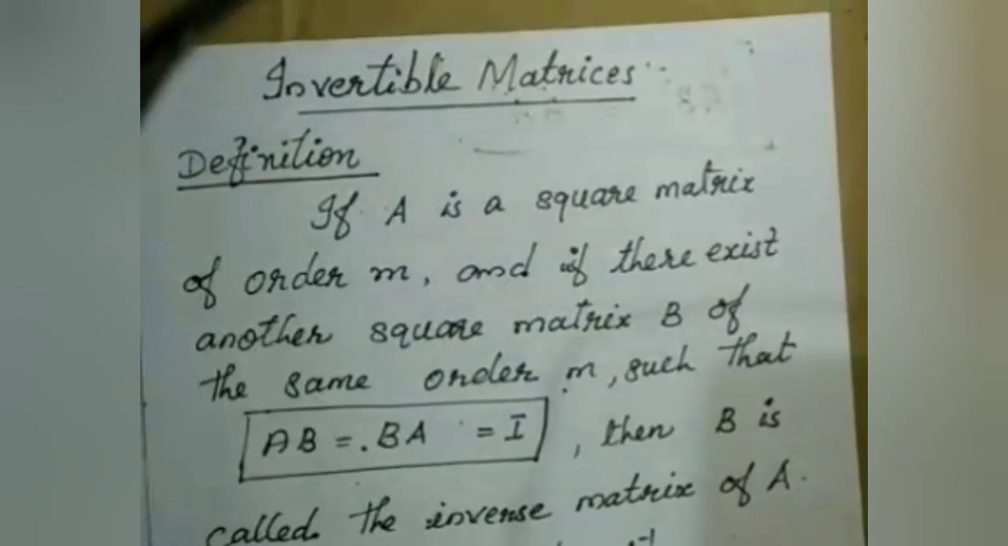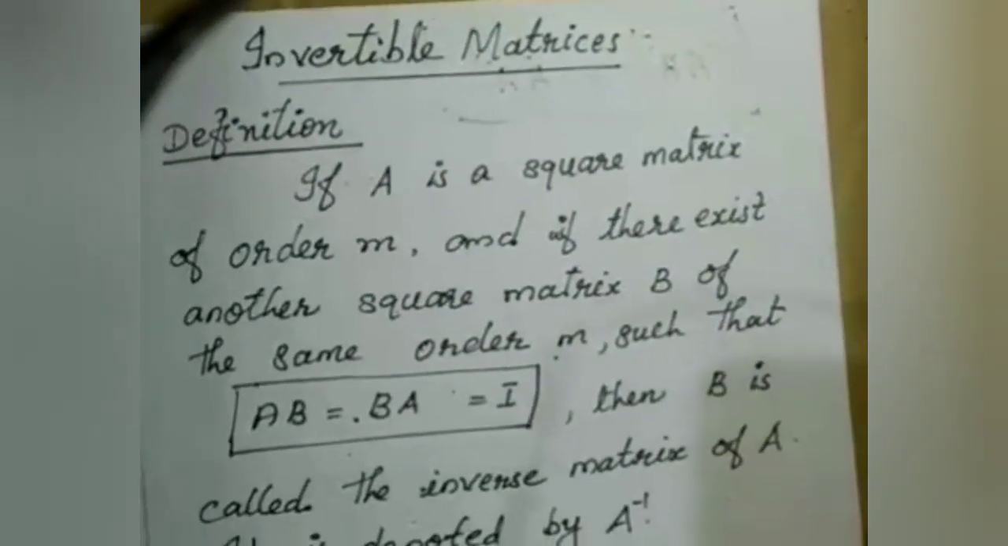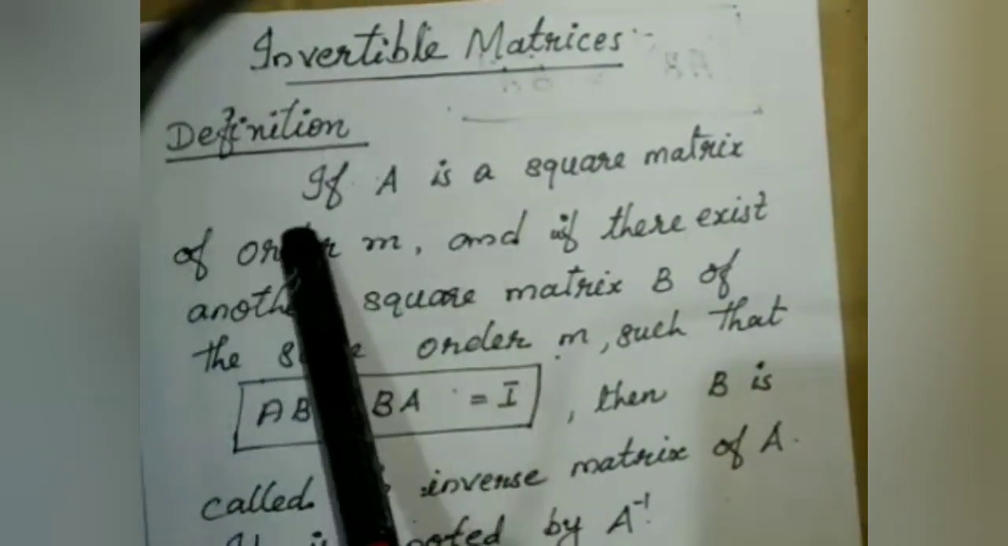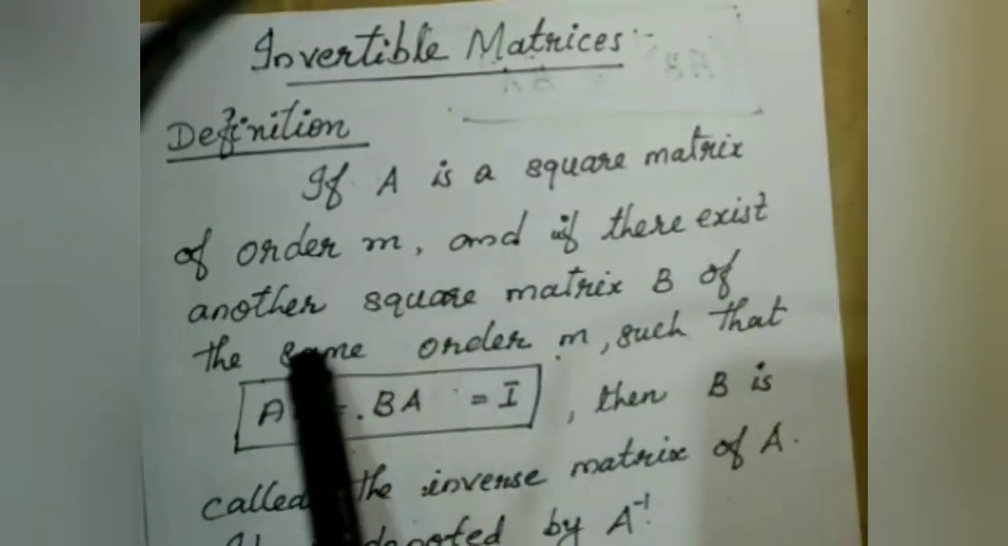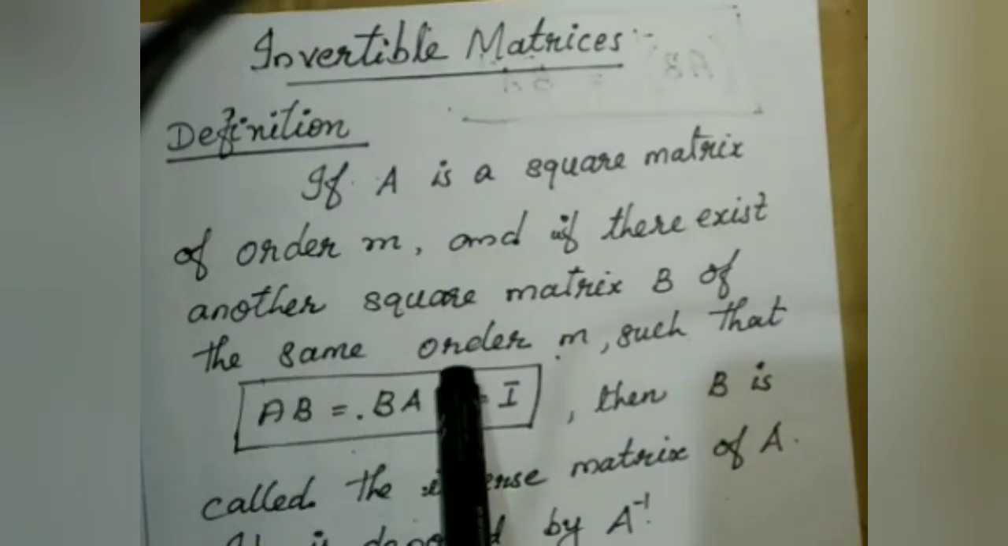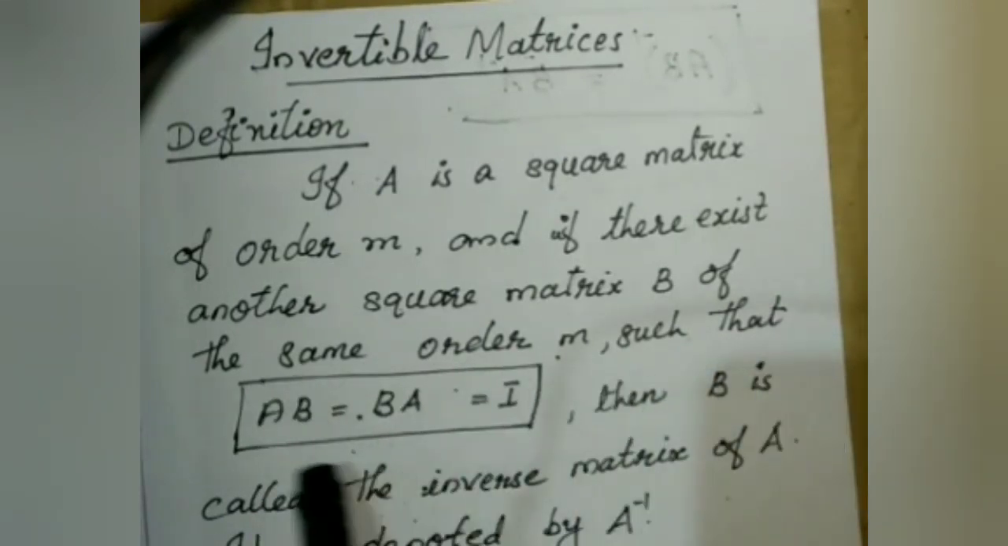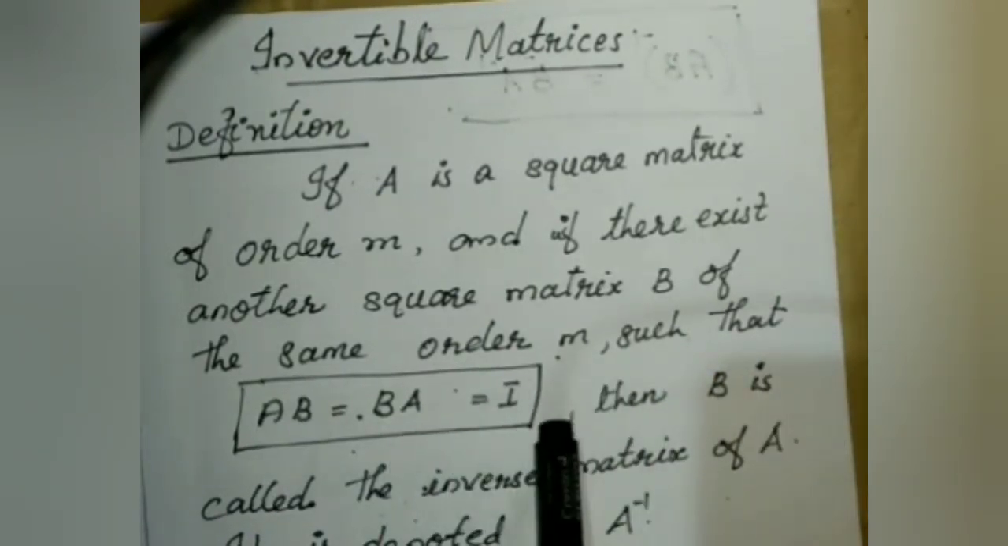So the next one is invertible matrices. Only the definitions are there. Definition: if A is a square matrix of order m, and if there exists another square matrix B of the same order m, such that AB is equal to BA is equal to I, where I means the identity matrix, then B is called the inverse of matrix A. It is denoted as A inverse.